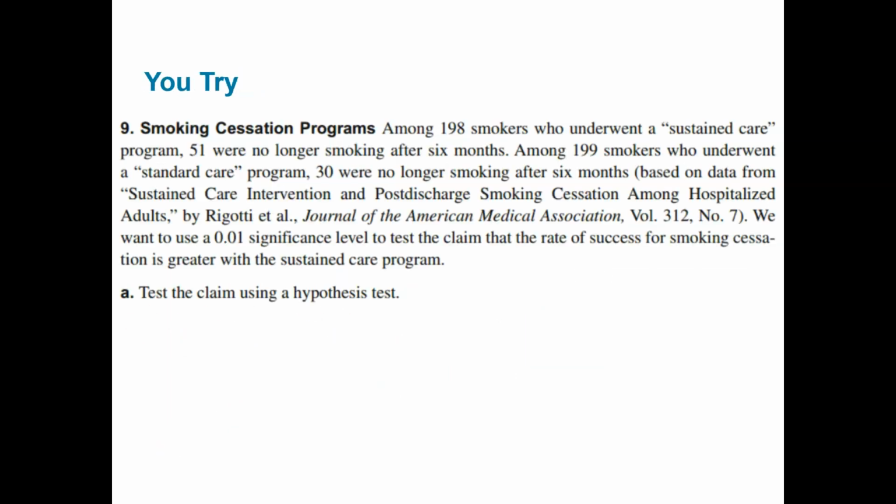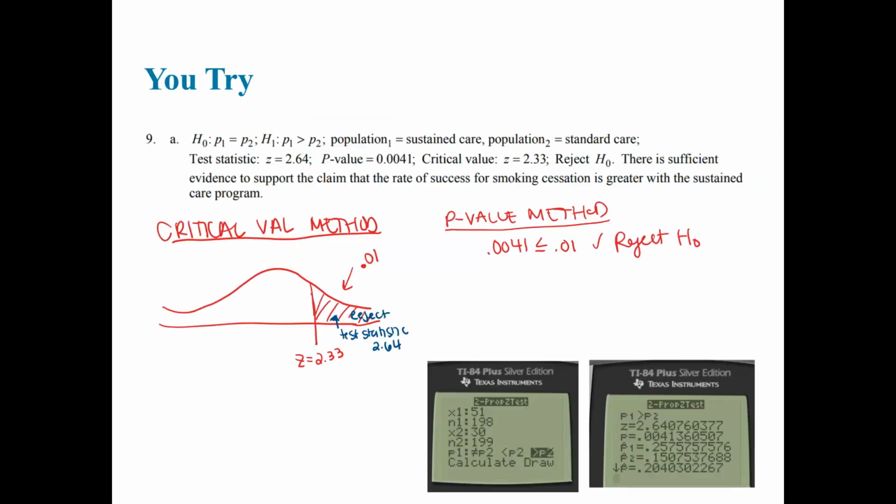Go ahead and give this one a try. Press play when you're ready to see the solution. You can use either the p-value or critical value method. I showed the work for both. And that's the solution. For part 2, we'll be doing the confidence interval estimate, and that concludes 9.1 part 1.